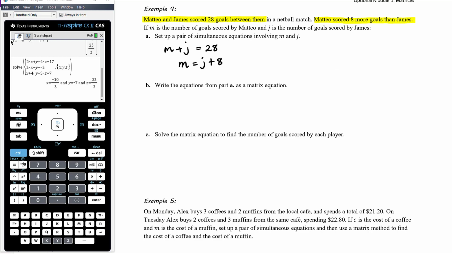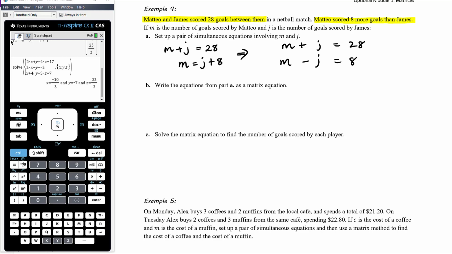Okay, so there's no problem with that in terms of format. This equation, I'm going to write this as m take away j is equal to 8. Same equation. So there's my other one. So now I've got my pair of equations. Okay, so I'm going to write them so you can see them lined up. So this is m plus j equals 28, and this is m minus j equals 8.